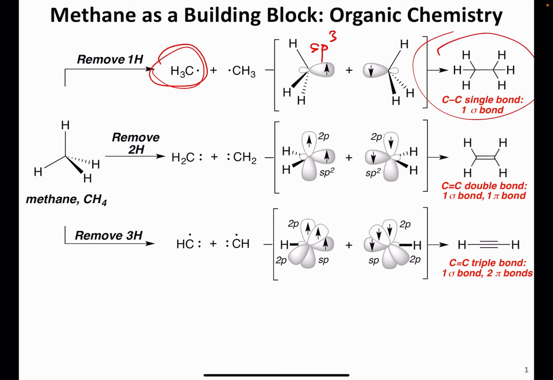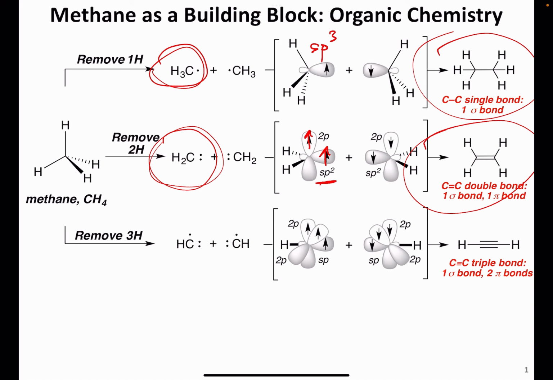Well, if we remove two hydrogen atoms, we have a carbene fragment, and a carbene is a triplet. The carbon atom is sp2 hybridized. There is one unpaired electron in the sp2 hybrid orbital, with one electron now in the unused 2p orbital. If these two carbenes get together and dimerize, they can form ethylene, in which the carbon-carbon double bond is composed of one sigma bond and one pi bond.